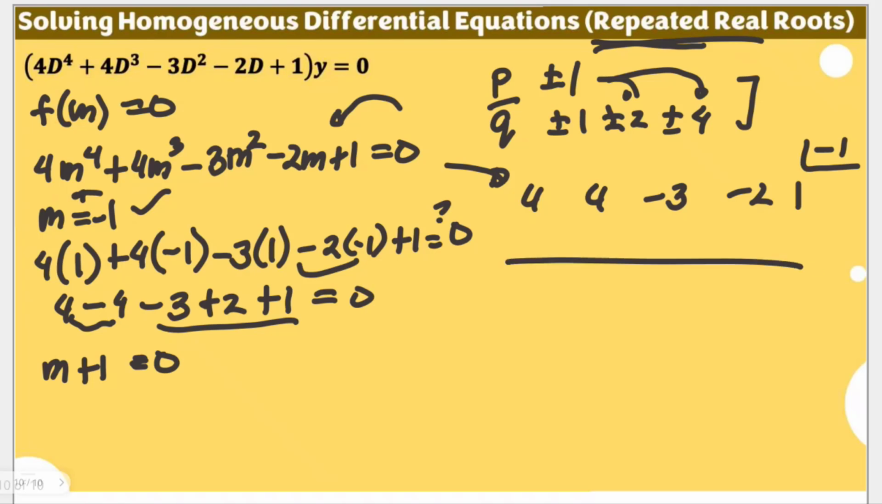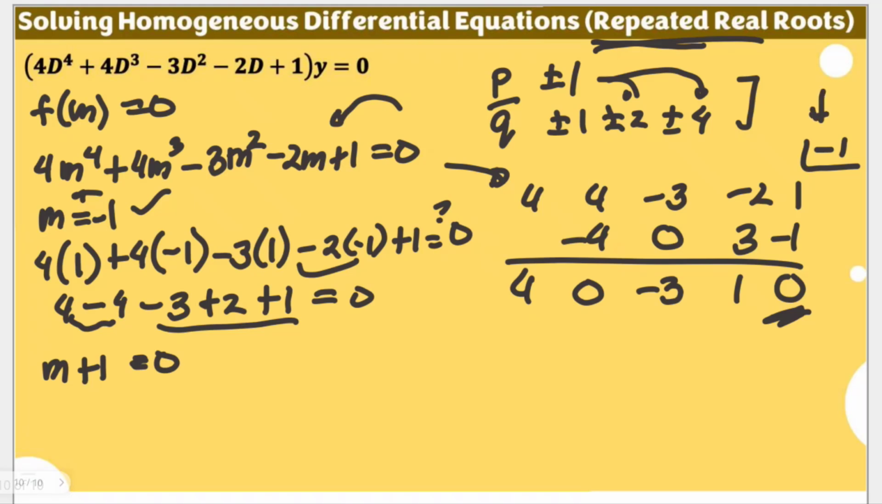So you will have here 4, then 4 minus 4, as you multiply, that's 0. 0 times negative 1 is 0. So you have minus 3 times negative 1, so plus 3, that's positive 1. 1 times negative 1 is negative 1, and that leaves 0. This, as a remainder, verifies that negative 1 is really a root, leaving us with another form: 4m cubed, then 0m squared, so minus 3m plus 1 is equal to 0.